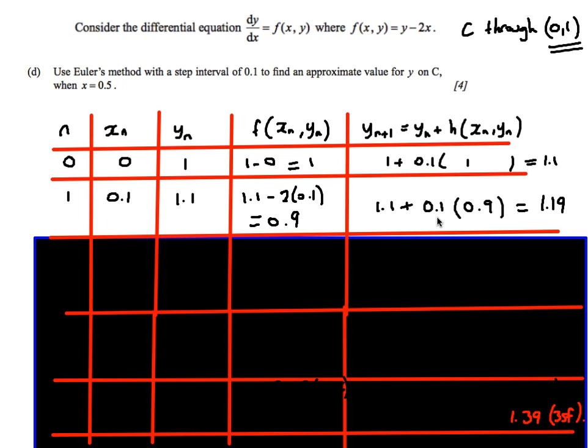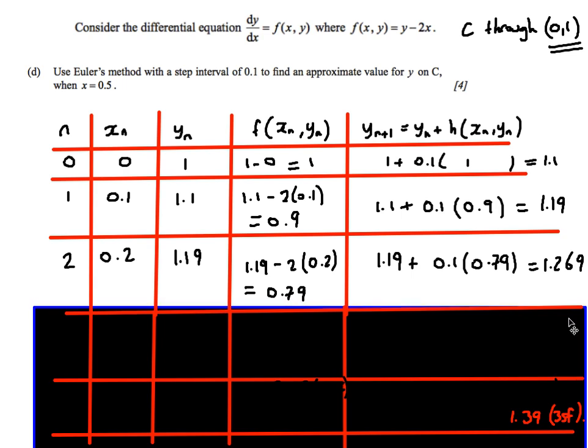And then once again I do exactly the same as before. To find the next yn, so this will be y2, I do y1 plus h times the answer to this thing here. So again, just put the values in: I get 1.1 plus 0.1 times my value for here, which is 0.9. So I get 1.19.